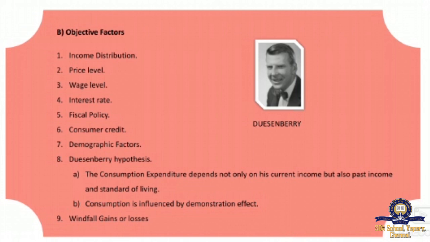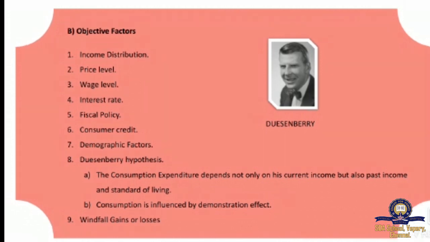And the next one is consumer credit. See, if the goods are offered at a low rate of interest and on credit, the installment amount is very small and it's available on credit, definitely automobiles, fridges, computers, all durable goods consumption level will go up. So consumer credit plays a very important role.